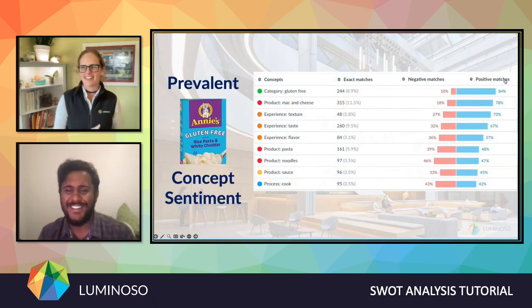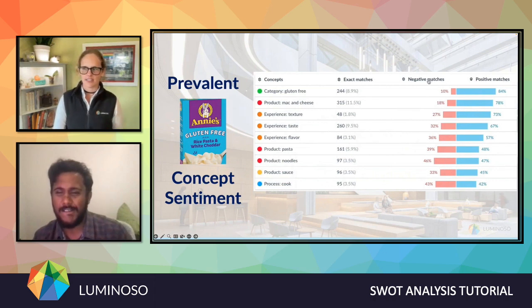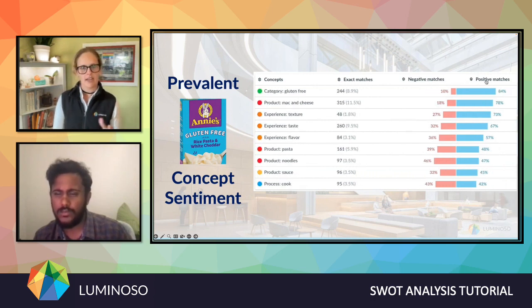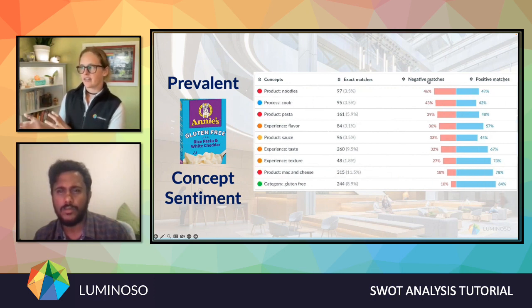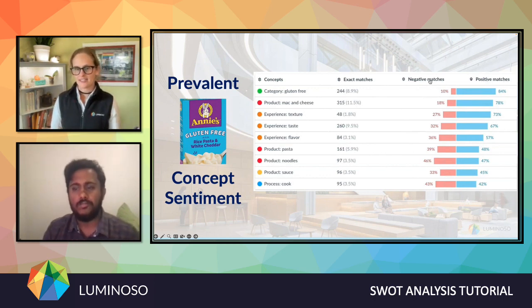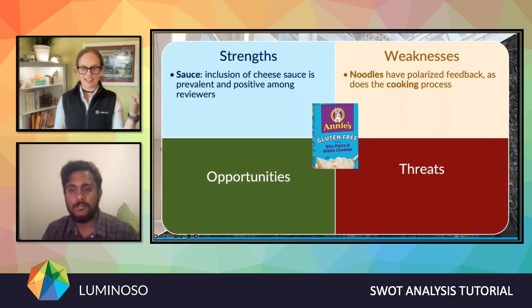So we're starting with gluten-free rice pasta and white cheddar. We're taking these different product, process, experience terms, and we put it in concept level sentiment, and the AI is surfacing: when people say gluten-free, is it in a positive or negative context? When people say noodles or cook, it's breaking down whether that was spoken about in a positive light or a negative light. And that gives us the whole top row, right? That gives us our strengths and our weaknesses in a single view.